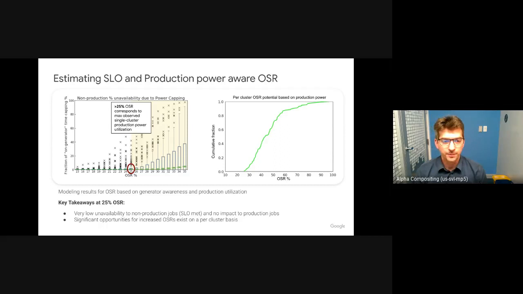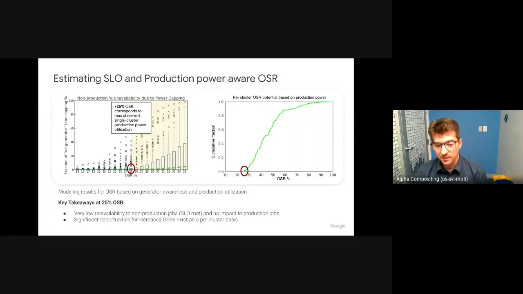Although from the perspective of capping non-production loads, we would be able to further increase our subscription, we limit ourselves to 25%. This is because the highest production power we observe across our clusters peaks at 80%, which corresponds to 25% OSR, as shown on the figure on the right. To summarize, this architecture enables negligible disruption for non-production loads and no impact to production jobs. At the same time, it offers a significant opportunity to further increase OSR by customizing it on a per cluster basis.